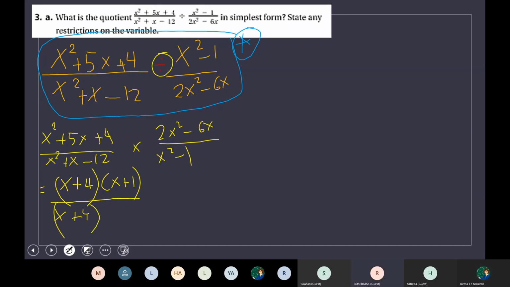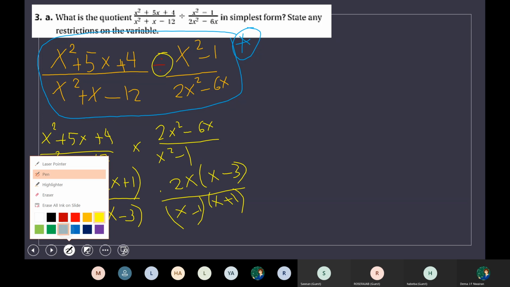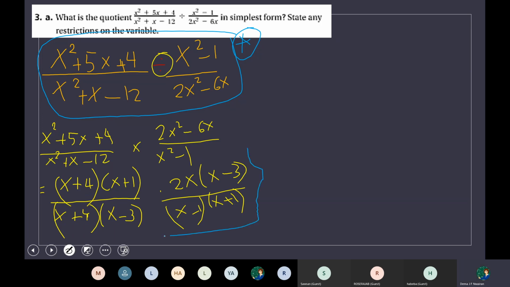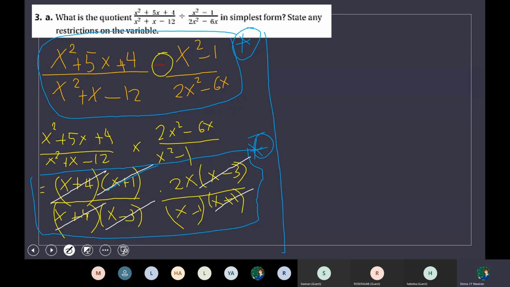Can I solve it? 2x minus 3 over x minus 1 times x plus 1. Then after that, please keep these expressions in mind also. After that now, try to simplify them. x plus 1 with x plus 1, x minus 3 with x minus 3, x plus 4 with x plus 4. So what do you have now in the numerator? You have only 2x. You have x minus 1.